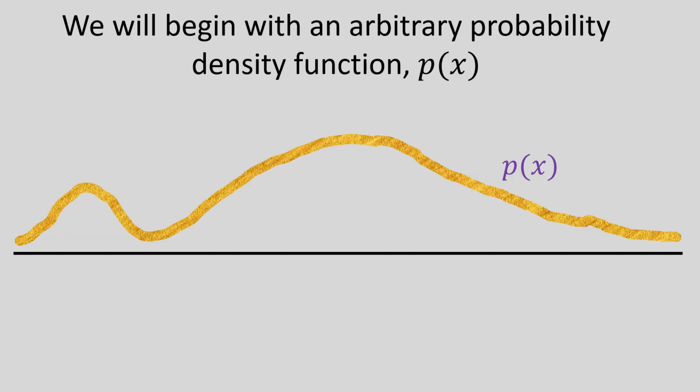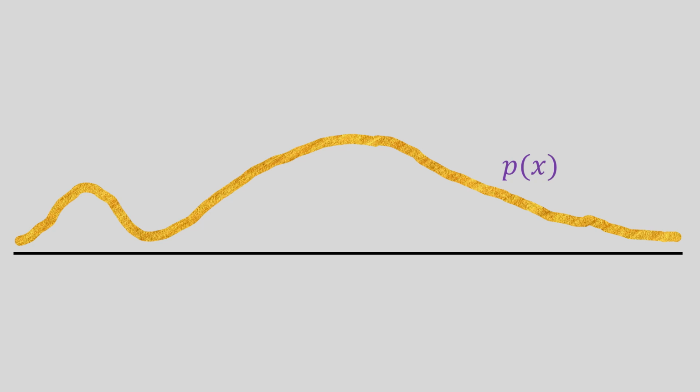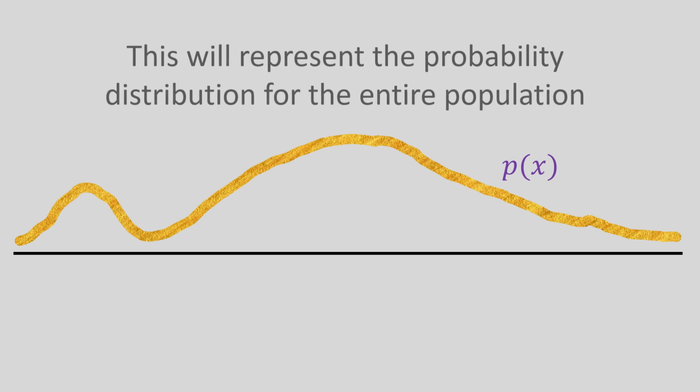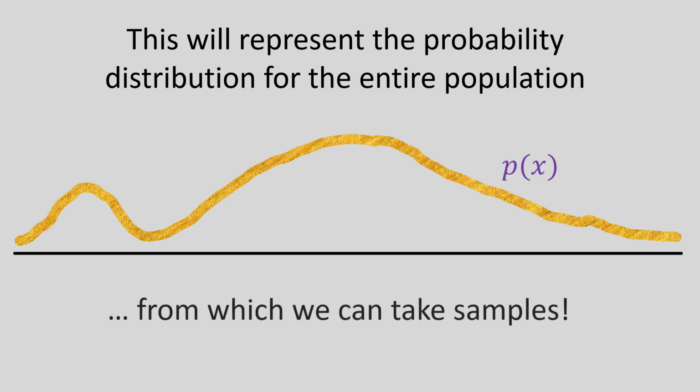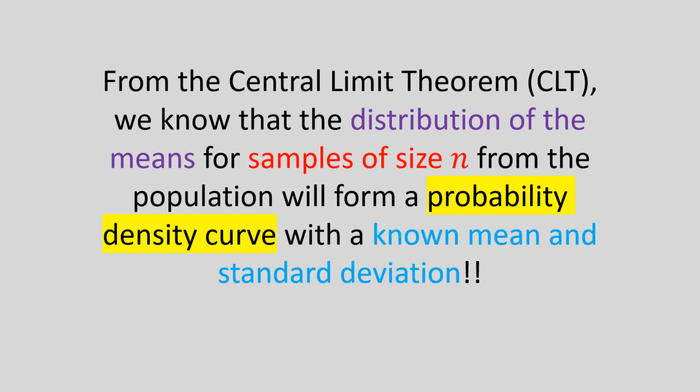We will begin with an arbitrary probability density function, p of x. This will represent the probability distribution for the entire population, from which we can take samples. From the central limit theorem, or CLT, we know that the distribution of the means for samples of size n from the population will form a probability density curve with a known mean and known standard deviation.